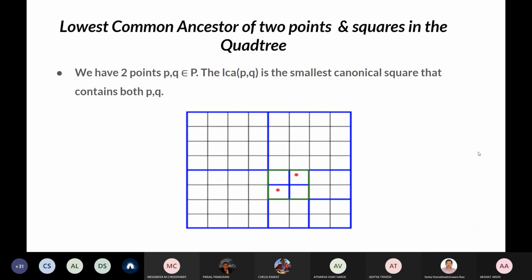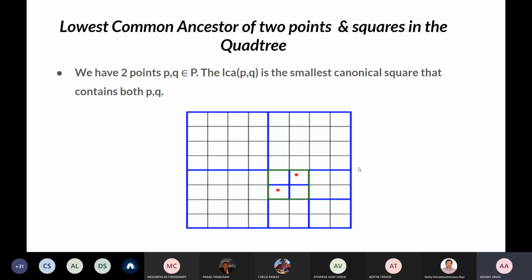Next slide. Lowest common ancestor of 2 points and squares in the quad tree. We have 2 points P and Q both belonging to the point set capital P. The LCA of P and Q is the smallest canonical square that contains both P and Q. The green square in the figure below represents the LCA of P and Q, the 2 red points. So the LCA of these 2 red points is basically this green square.